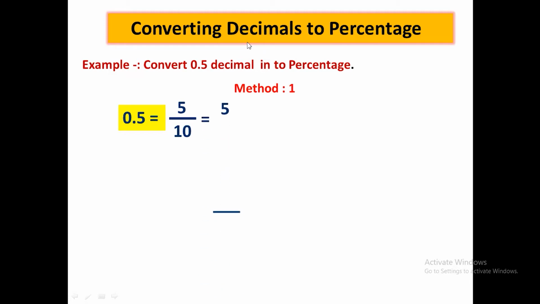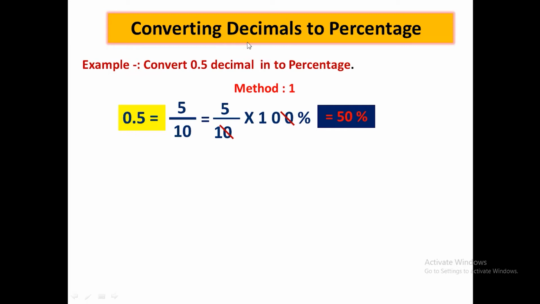So, here 5 upon 10 multiply by 100%. Now cancel 10 to 10 and multiply 5 into 10. So, we get 50%. So, 0.5 is equal to 50%.